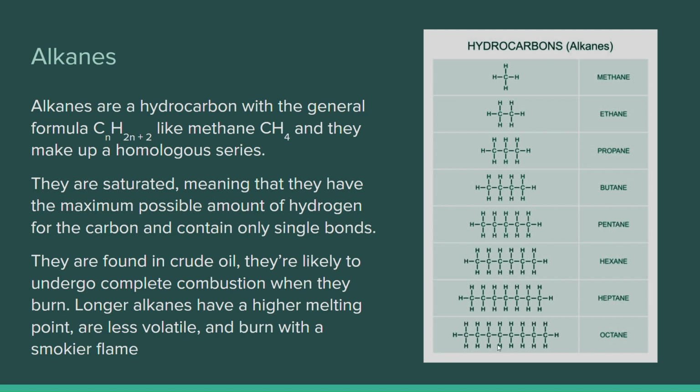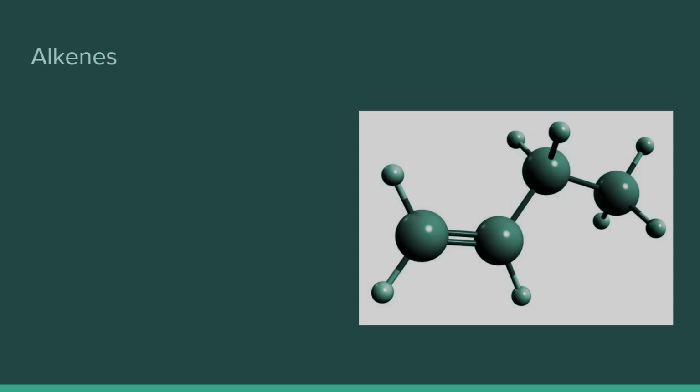But longer chain alkanes are less likely to undergo complete combustion. The longer chain alkanes have a high melting point, are less volatile, which means they evaporate less easily, and they burn with a smokier flame because of that carbon monoxide being produced.